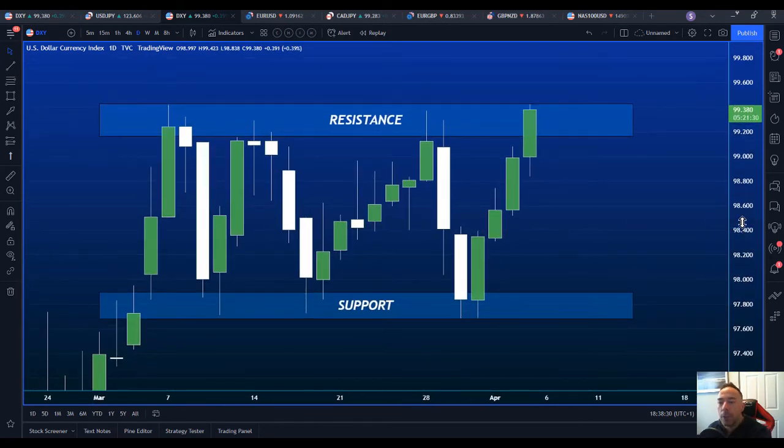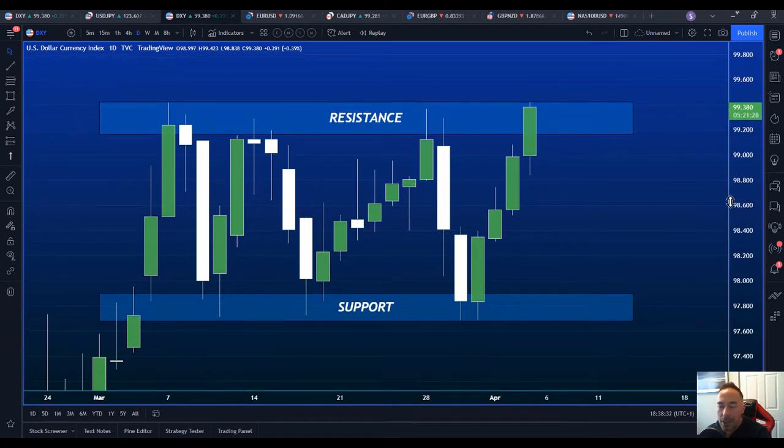One that I don't normally look at actually, but I will look at it tonight because it's in an interesting zone, is the dollar index. You can see it's bouncing between the support here, around about, we'll call it 97.80, and this resistance coming up into about 99.35.